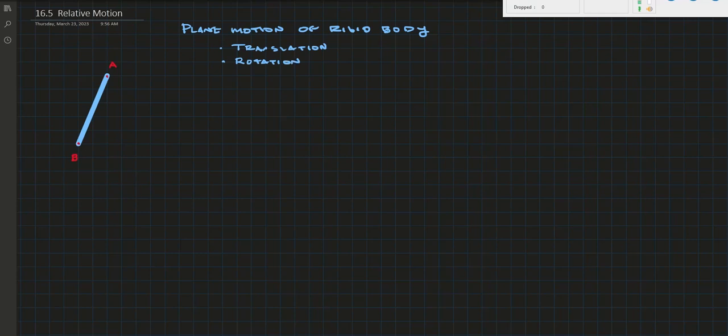So let's say we have this link here, and point A is following some path, and point B is following another path, not necessarily the same path. I want to make this more curvy so it's more obvious when we throw some velocities on here.